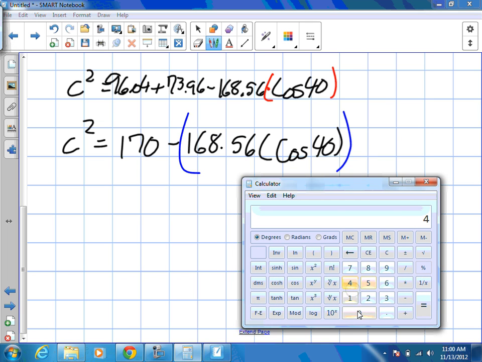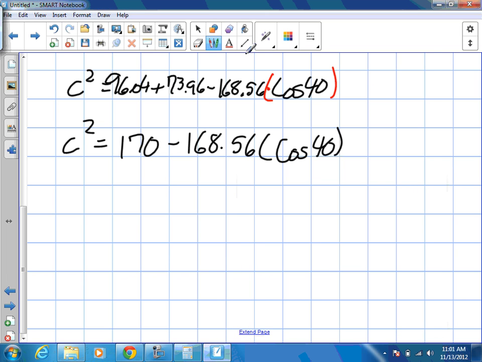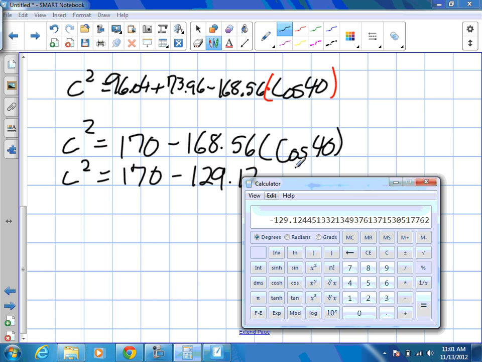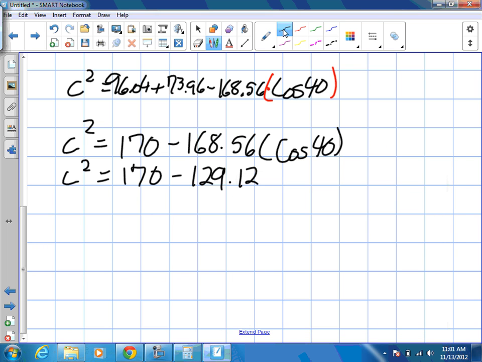40 cos times 168.56, and that is a negative term in front of it. That gives 129.12, because there is a subtraction sign in front of it. We then take 170 and subtract that. So 170 subtract 129.12 is 40.88. And this is C squared.